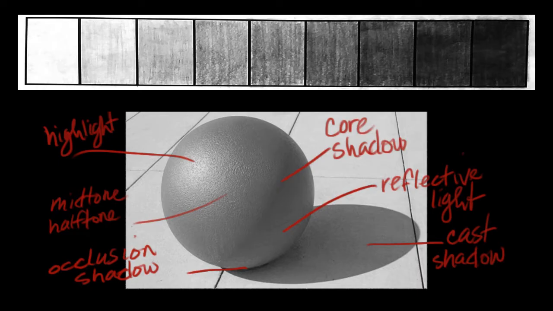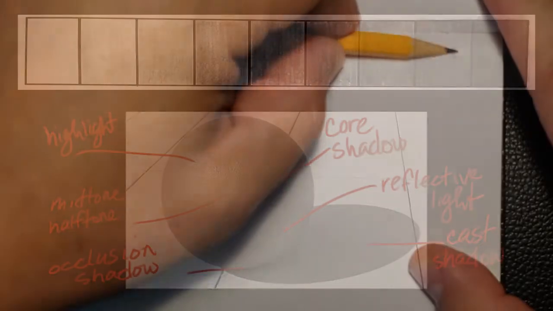That light starts to bounce around off of things, and then you have reflective light that bounces back into the objects a lot of times. And then the darkest shadow right underneath the object is called the occlusion. And then you have your cast shadow, which is cast across the floor.